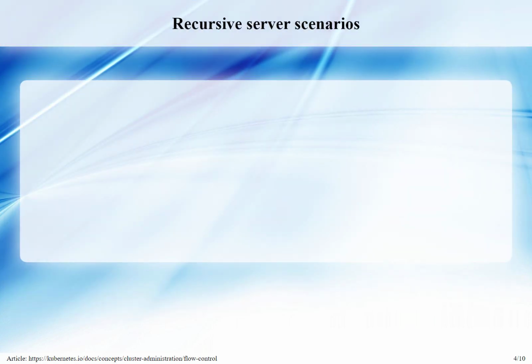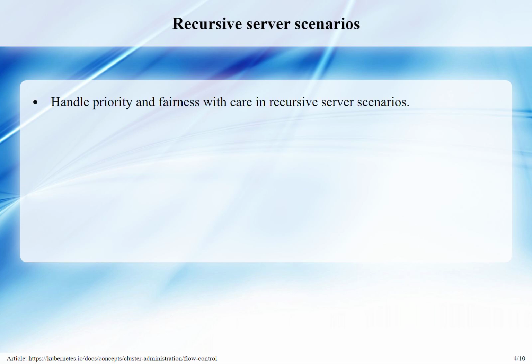Recursive server scenarios. In recursive server scenarios, priority and fairness in handling requests must be approached carefully. An example is when server A, while processing a request, sends a subsidiary request to another server B. Priority and fairness control can affect both the initial and subsidiary requests, potentially causing priority inversions and deadlocks. This occurs when requests are classified into different priority levels but handled unsupportively.